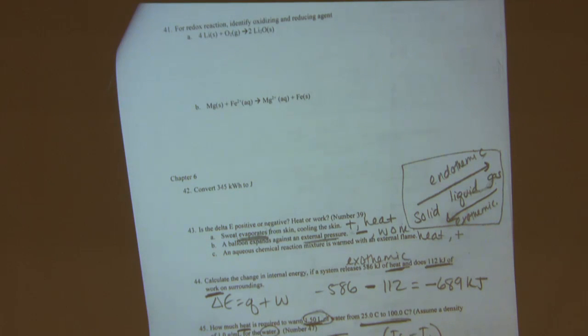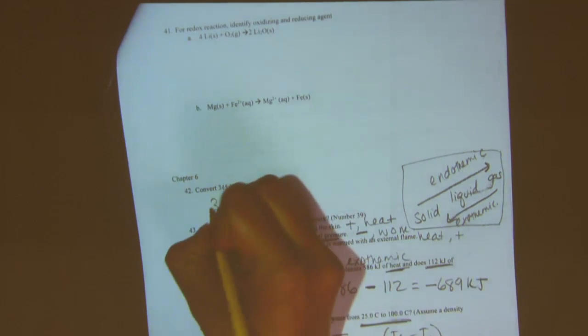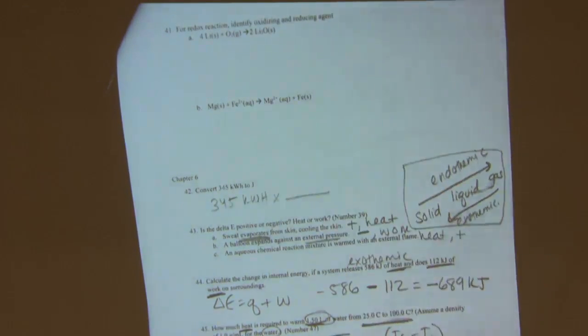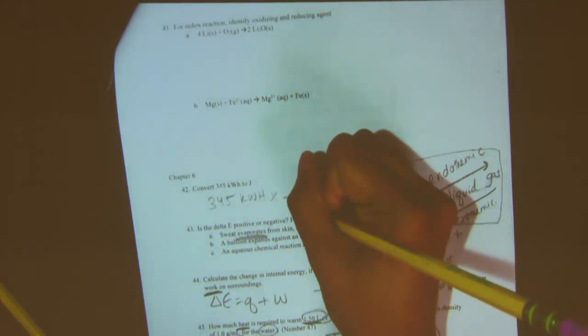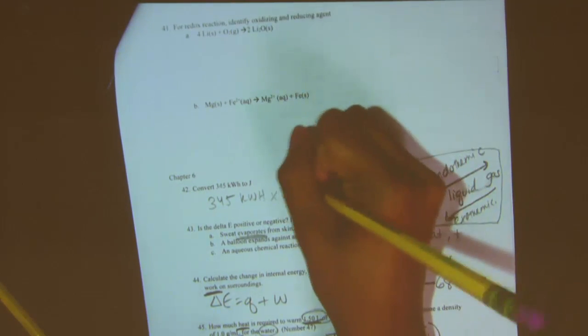Okay, so last one for chapter 6. Convert 345 kilowatts to joules. How would I do this? I would need to set up dimensional analysis, so what would go on the bottom, what would go on top? Joules on top, thank you. Okay. Does anyone know the conversion by heart for this one? Awesome, good job, thank you guys. So it'd be 1 kilowatt equals 3.6 times 10 to the 6.